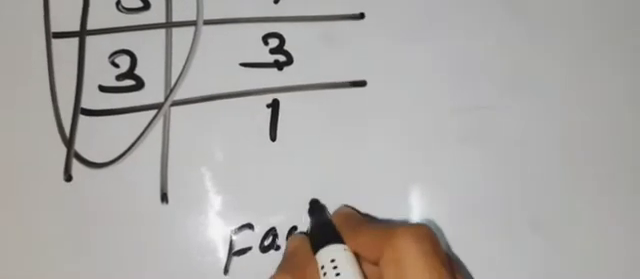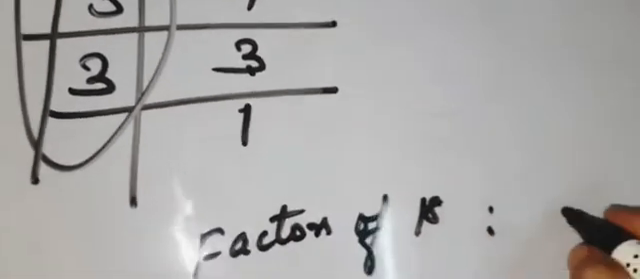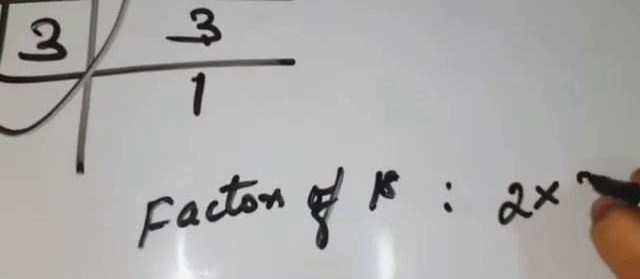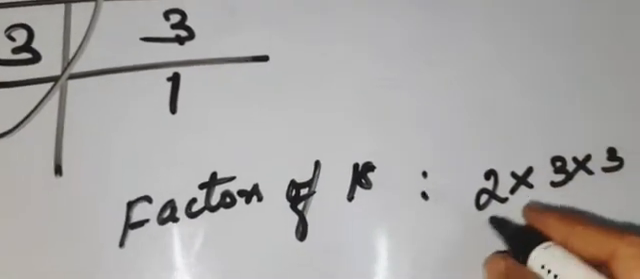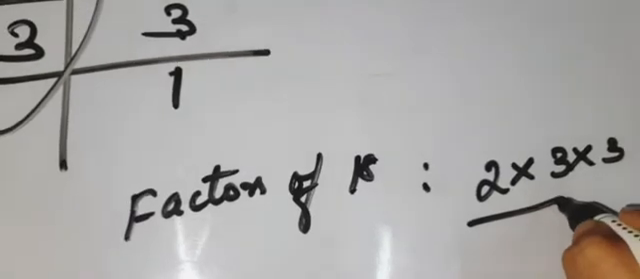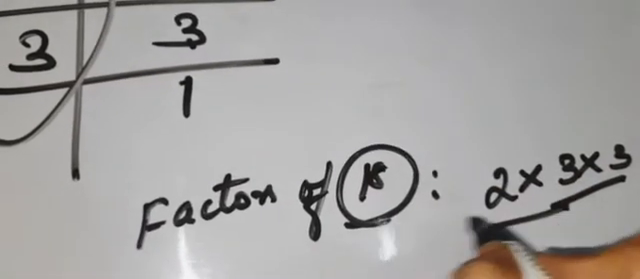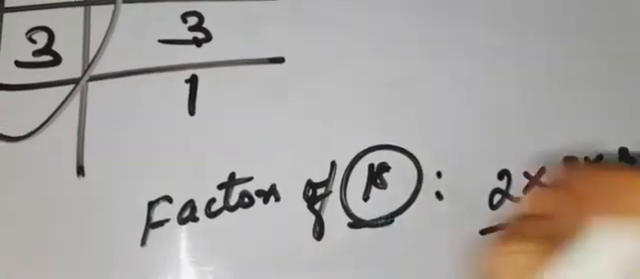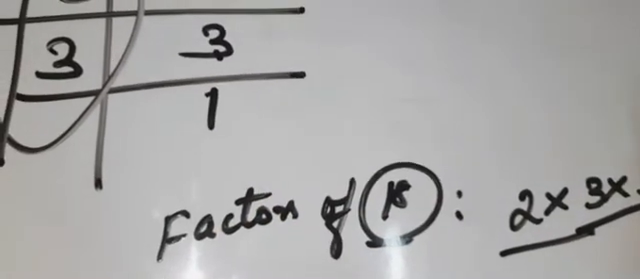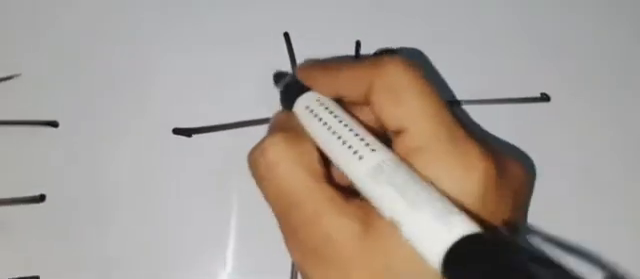Now what we are going to do? The next step, we are going to write the factors of 18. So the factors of 18 are 2 into 3 into 3. When we multiply 2 into 3, we get 6. 6 3s are 18. So now we got the prime factors of the number 18. Let's solve for the next number, 60. 60 is divisible in the 2 table.